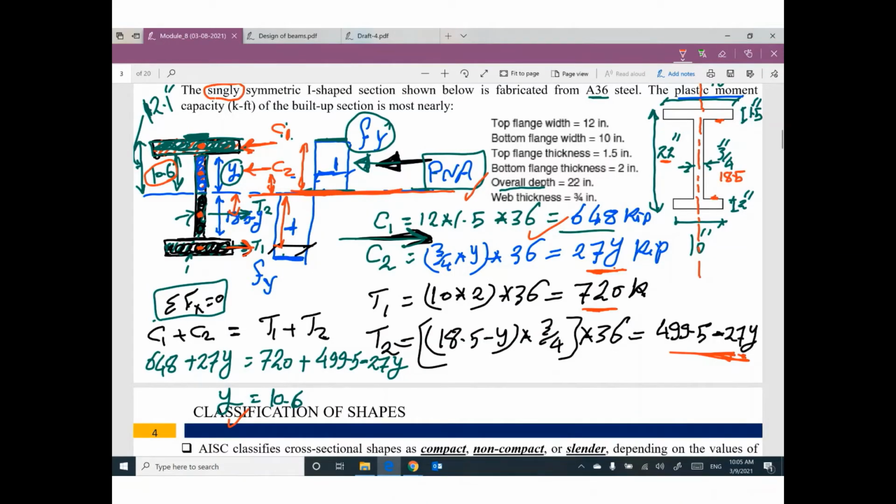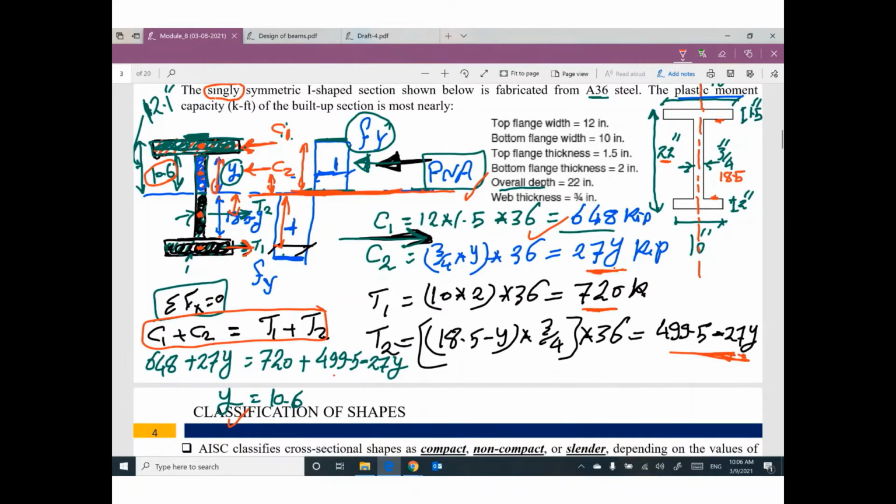You have to remember, any compression force on the top part must equal any tension force in the bottom part. So summation Fx equals 0. If you set up this equilibrium, I can figure out the unknown, because I assume that the plastic neutral axis is at distance y, so the remaining distance will be 18.5 minus y. I set up my equation. I found the value of y.